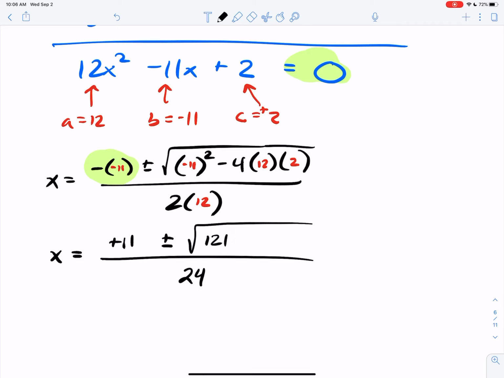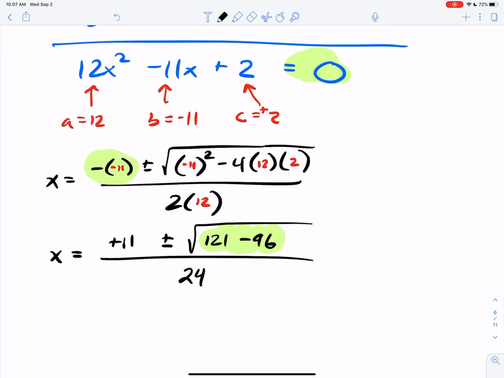4 times 12 is 48, times 2 is 96. Again, you don't have to go at my speed, all right? Just go as much as you need to go, and eventually with practice, you will speed up as well, all right? Okay, so now we have 121 minus 96.